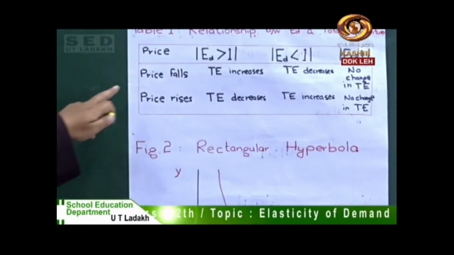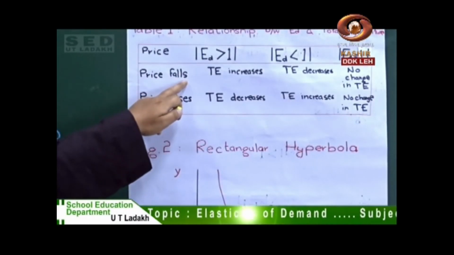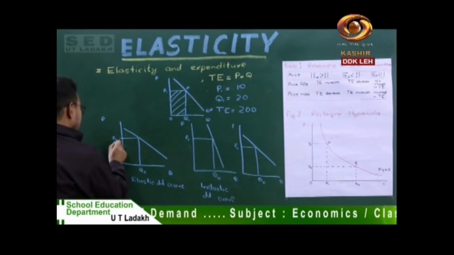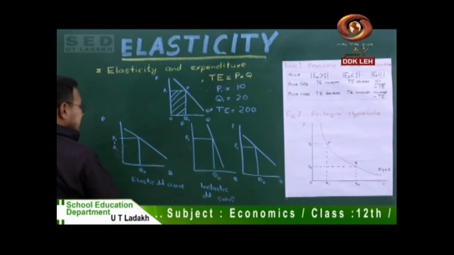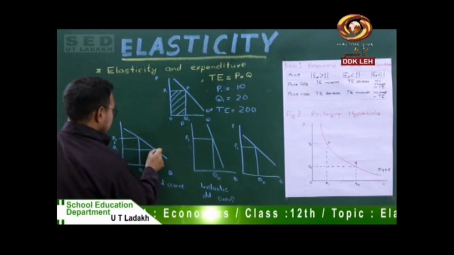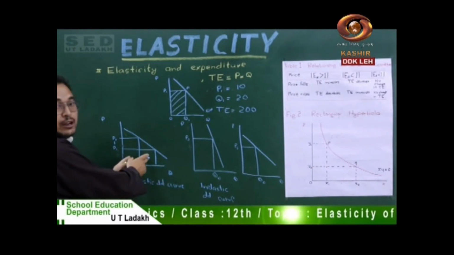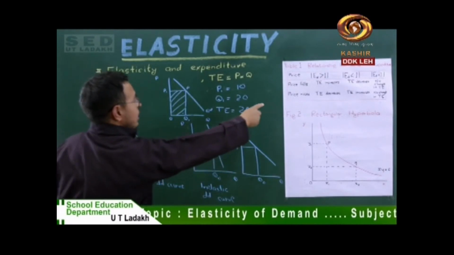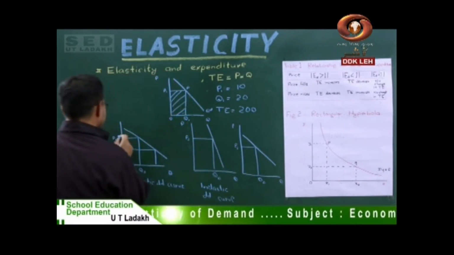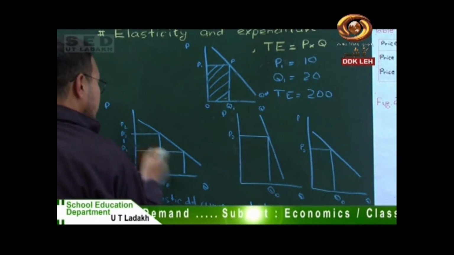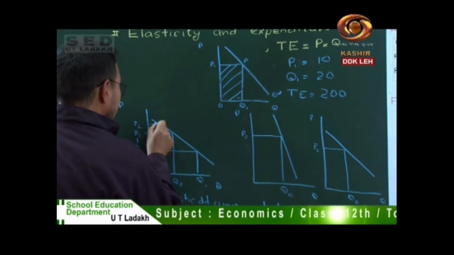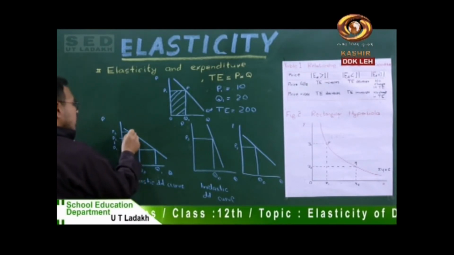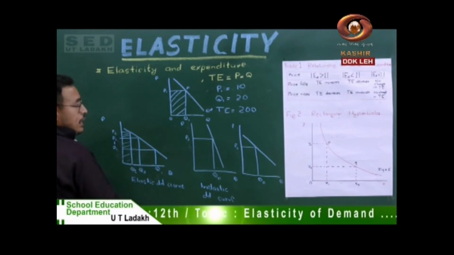Now what happens here? It tells that whenever there is a fall in price, your total expenditure increases. Say from P naught, your price has fallen. Now what does it mean? You have an increase in total area. Similarly, if there is a price rise, so from P1 we have P2, this is Q1. So whenever there is a price rise, you have a sharp decline in this total area.